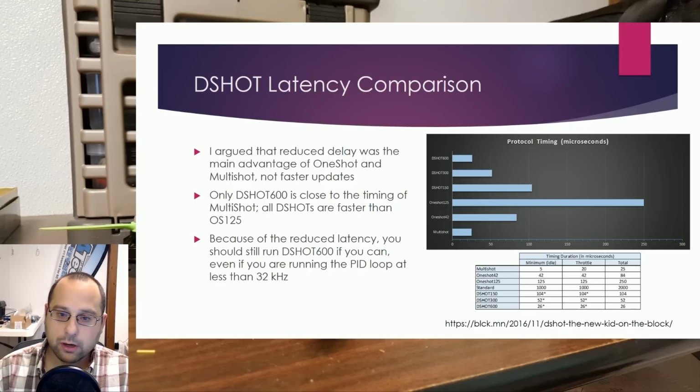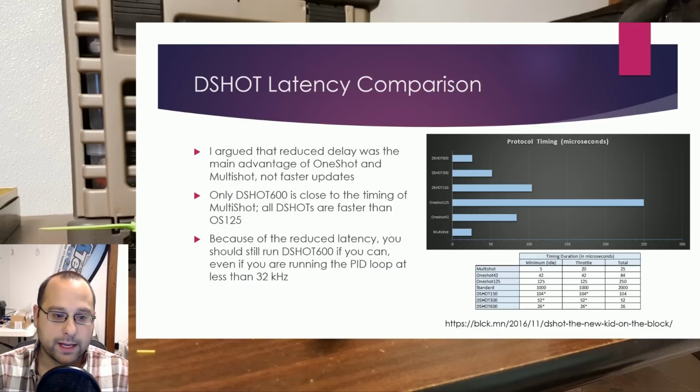If we look at this chart here, we can see the timing for Dshot 600, 300, and 150, and we can see that only Dshot 600 even comes close to Multishot. So you could make an argument that if you're running Multishot, is Dshot 150 even better? Because it's like 3 or 4 times as much latency. Interesting question. Because of this reduced latency, you should still run Dshot 600 if you can, even if you're running the PID loop at less than 32 kilohertz.